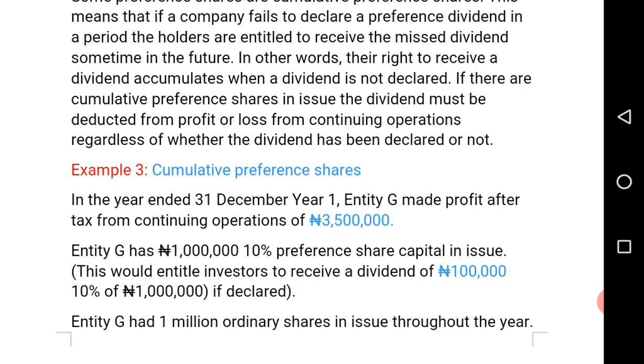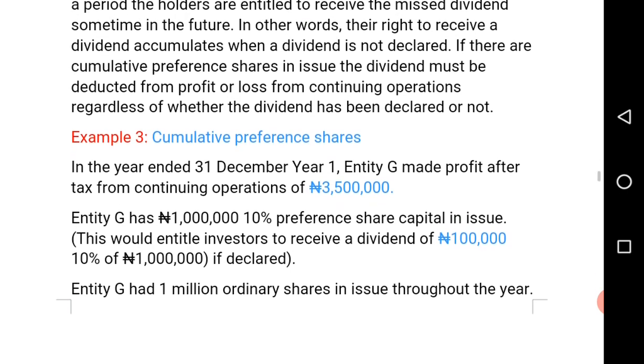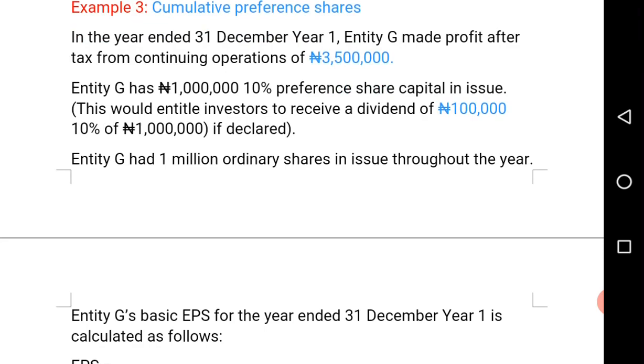What it means is that every year the company would pay 10% of 1 million naira to preference shareholders as dividend. So how do we get the dividend now? 10% of 1 million, which is 100,000 naira, is the dividend to be paid every year to preference shareholders. Now entity G had 1 million ordinary shares in issue throughout the year. The number of shares doesn't change here.